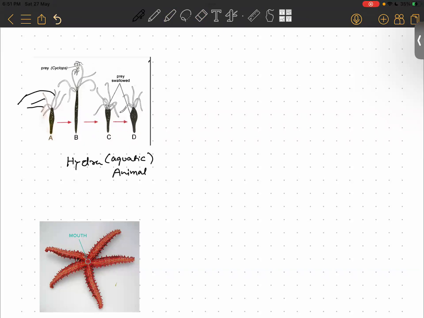You see these things here. These things are called tentacles. Tentacles are basically its limbs. They act as its limbs, its hands. So what happens when a prey comes nearby the tentacles? You got what I'm talking about: the thread-like things attached to its mouth. This top is its mouth.